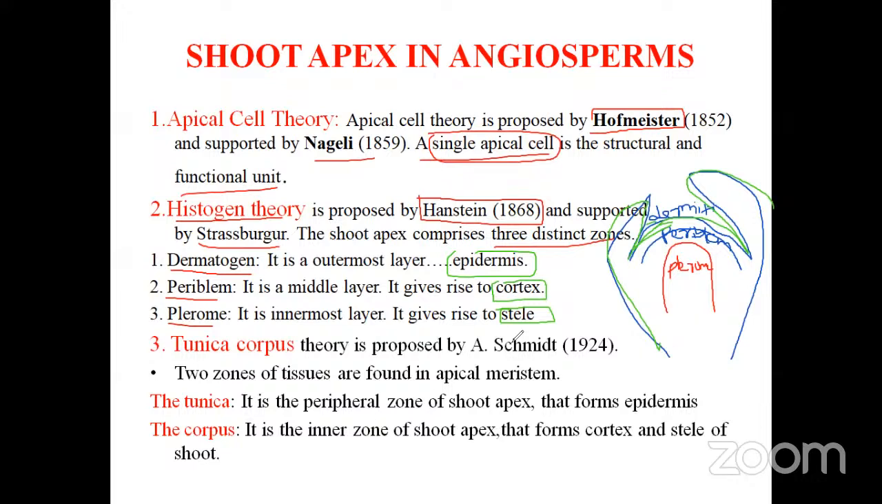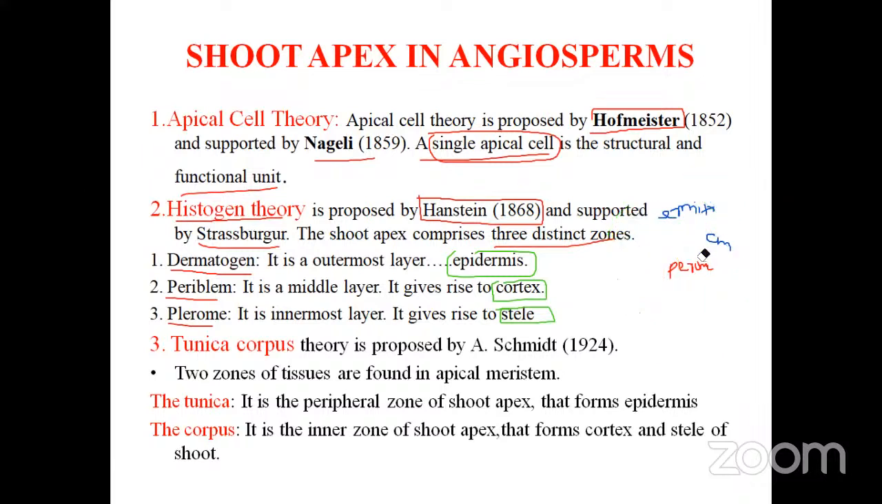Next one, tunica corpus. First histogen is clear, diagram clear. Hello? Yes, sir.